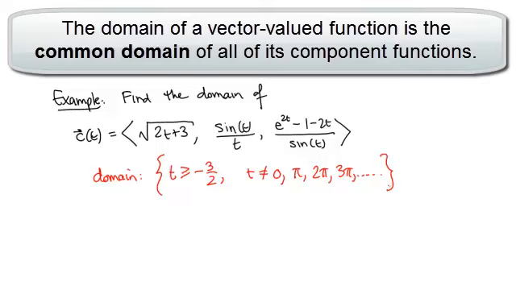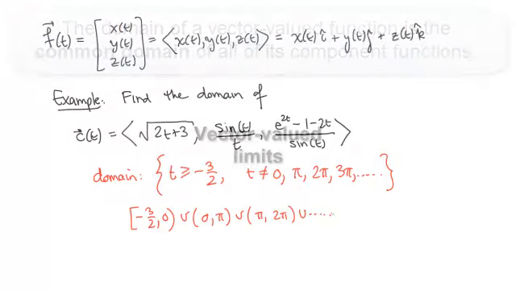If you want to write this in interval notation, we could write this as minus 3 halves to 0, union 0 to pi, union pi to 2 pi, union, and we could just keep going on right here. And so that would be the domain of this function. These are the values we're not allowed to plug in.